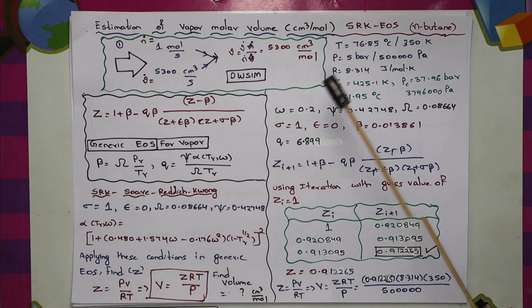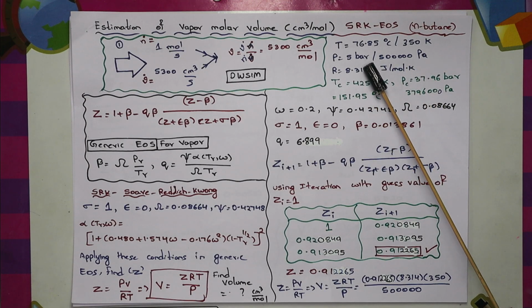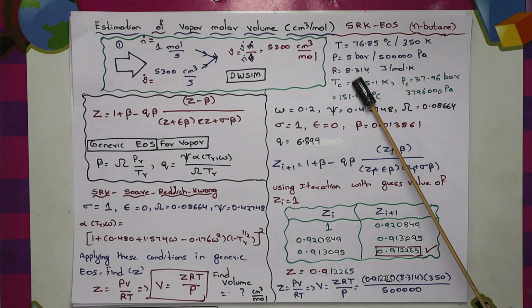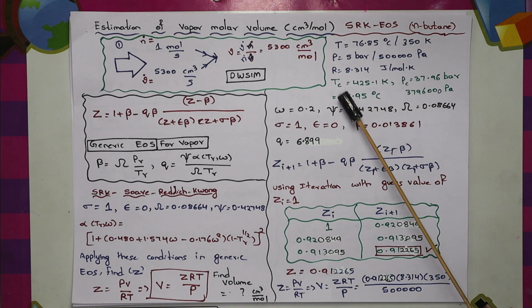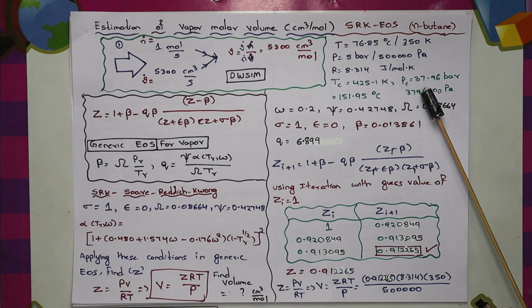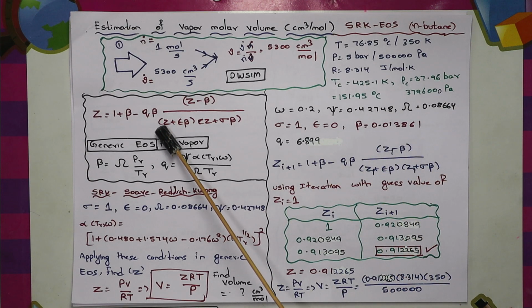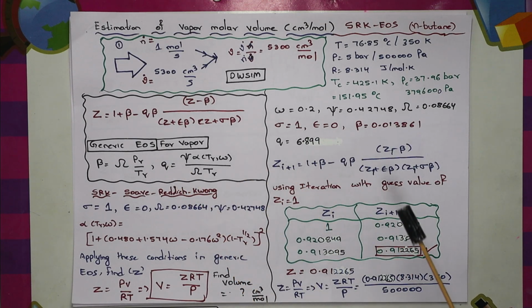The conditions we have used are temperature equal to 350 Kelvin, pressure equal to 5 bar, R equal to 8.314 joule per mole Kelvin. The critical temperature and critical pressure values you can find in the textbook itself, which are 425.1 Kelvin and 37.96 bar. So putting all the things in, let us solve this equation. You can see this is an implicit equation.